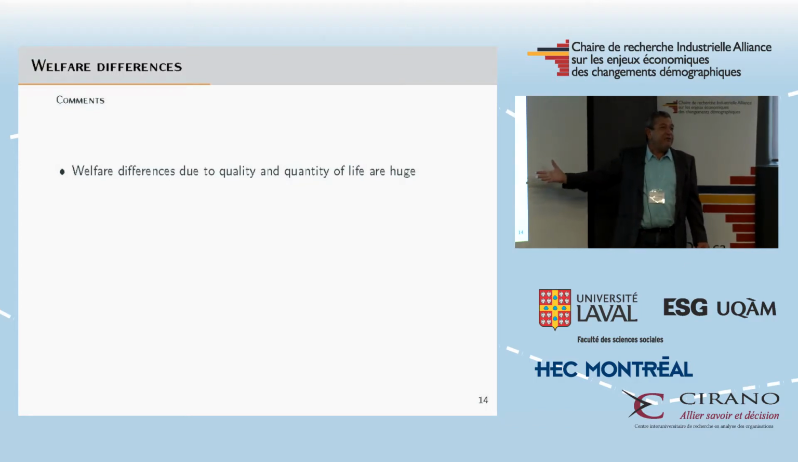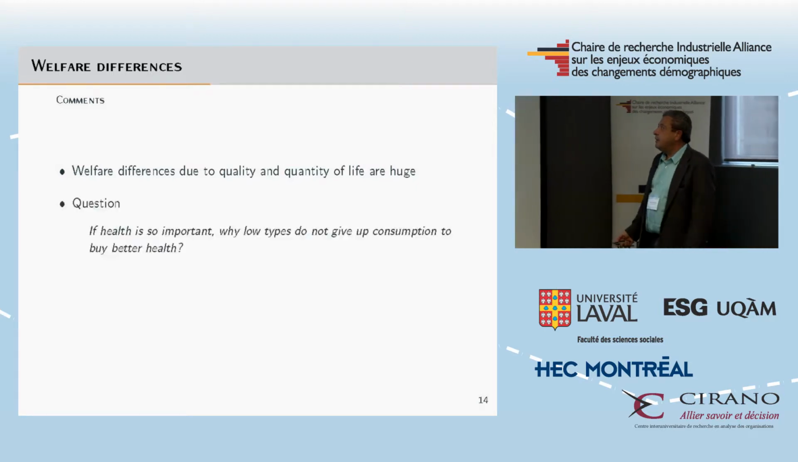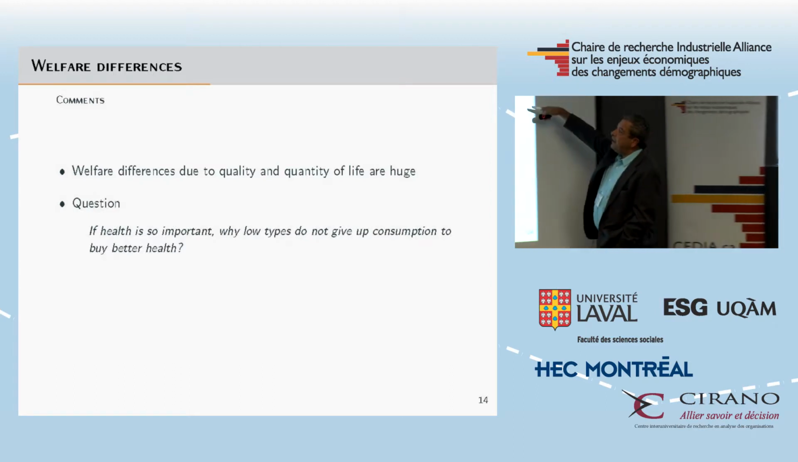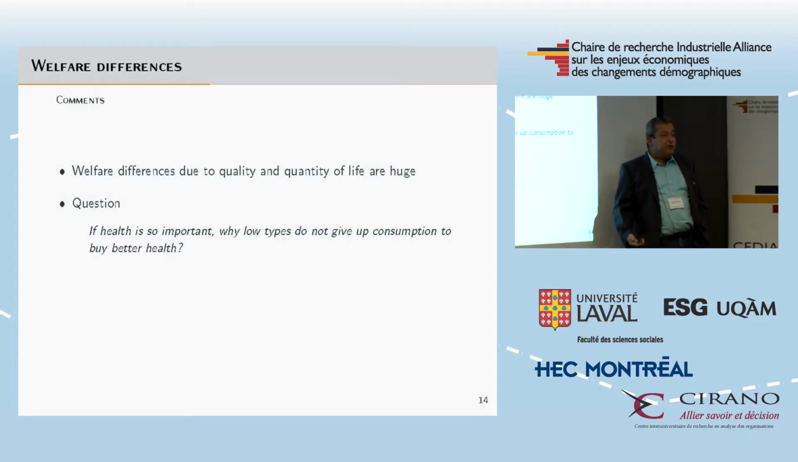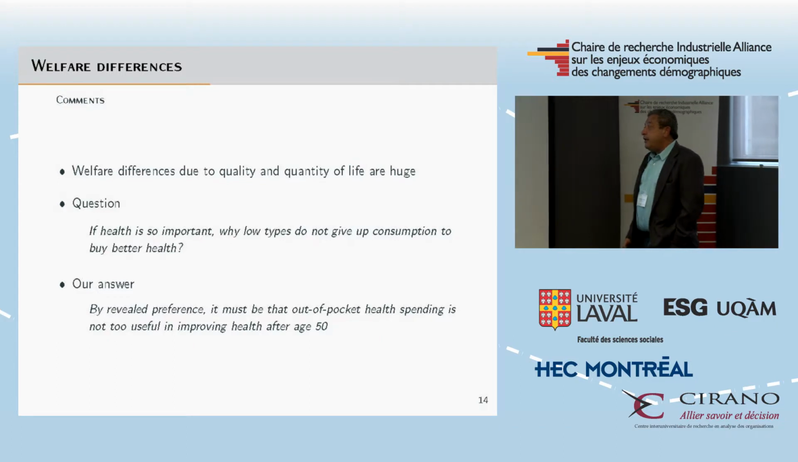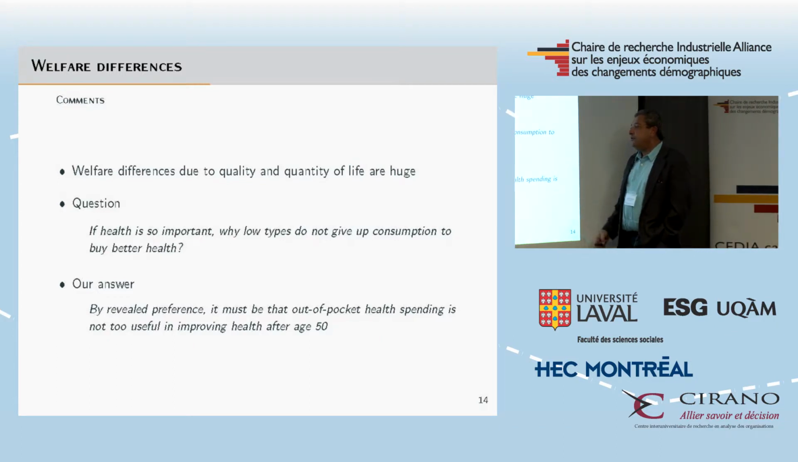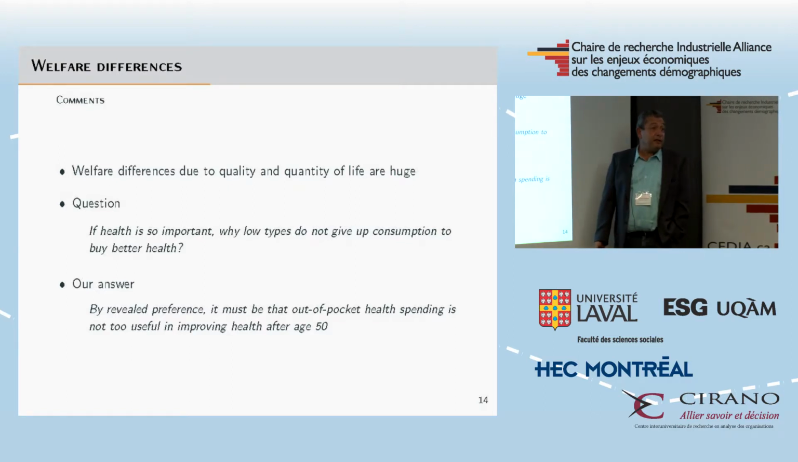I'm trying to say it jokingly, but whatever it is, even if it's large, it's dwarfed relative to this. Okay? So the welfare differences due to quality and quantity of life are so huge. White low types do not give up consumption to buy better health. Can you buy that? If what you get is so big, can you buy that? Well, it must be that out-of-pocket health spending is not that useful in improving health after age 50. Might be. So let's try to see how much it is.